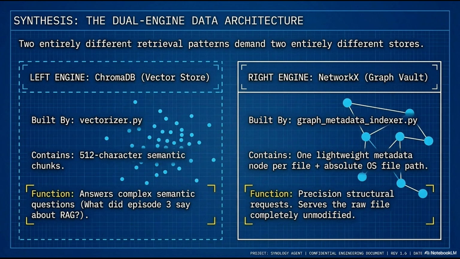Which brings us to the core runtime application, tool number 3, vectorterminal.py. This is the interactive terminal interface where the user actually talks to the AI. It relies on a deterministic, intent-based 4-way router to decide how to answer a prompt.